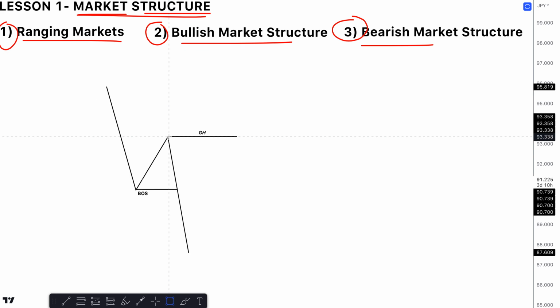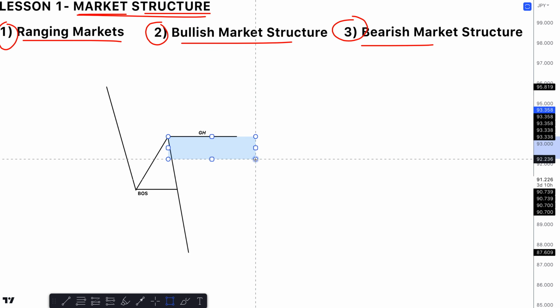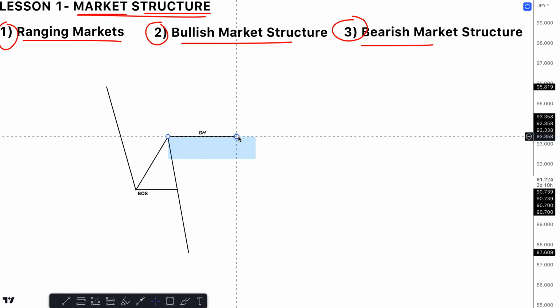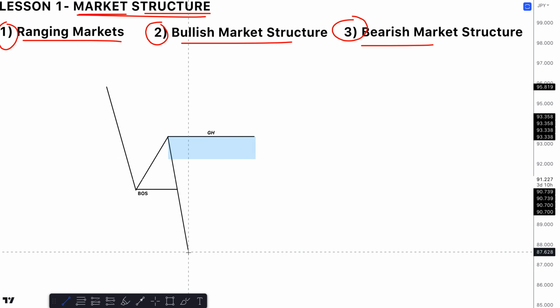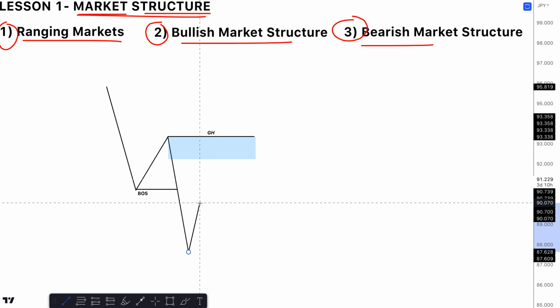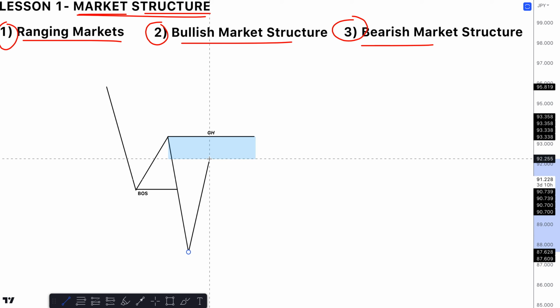We can then go ahead and mark on our extreme supply. So this is our extreme supply, and this is the only place where we are going to be looking to short from. We're not shorting from here. We're not shorting from here. We're shorting from the extreme supply only.